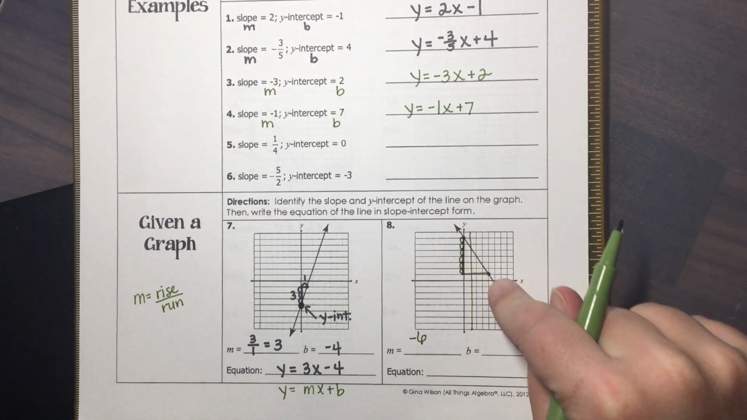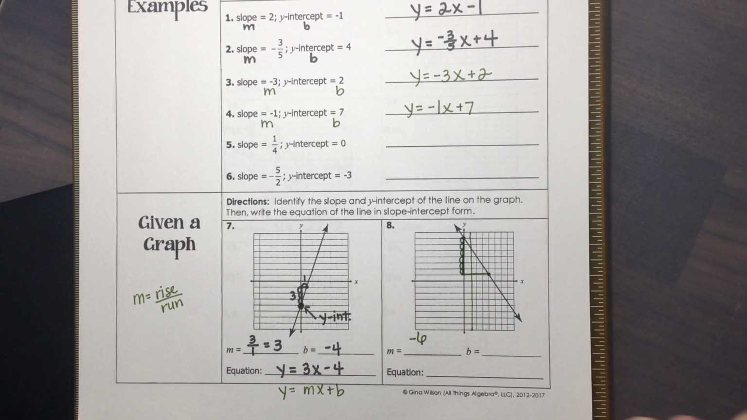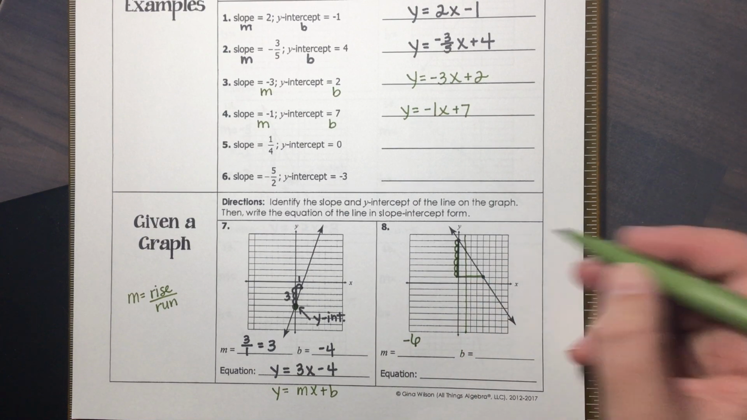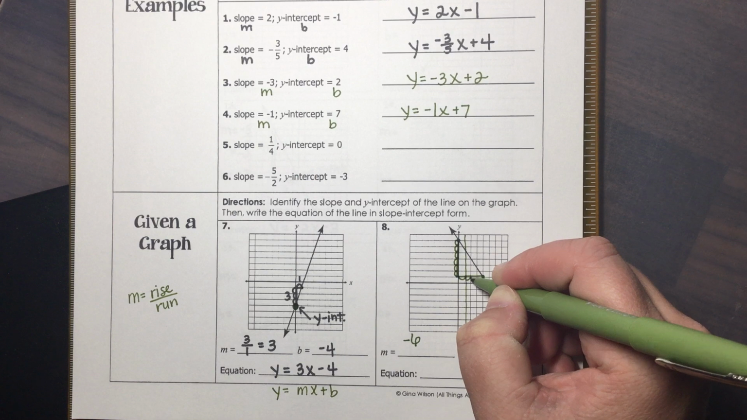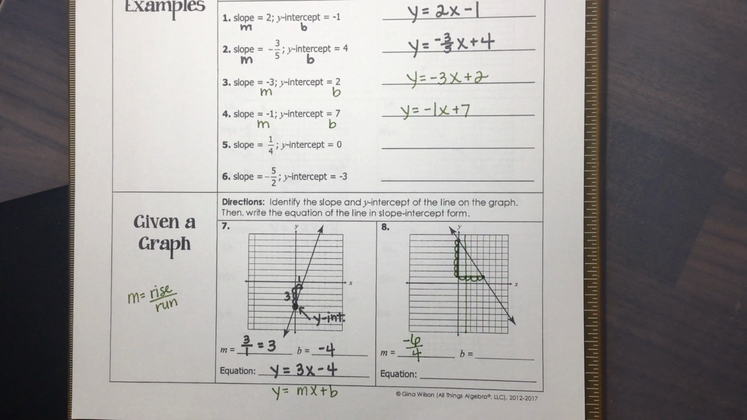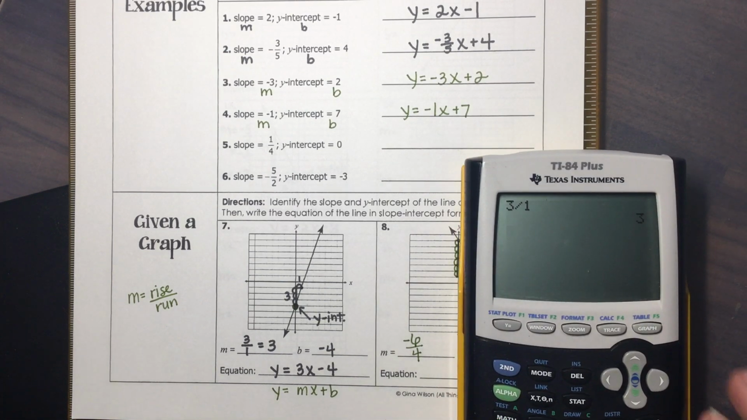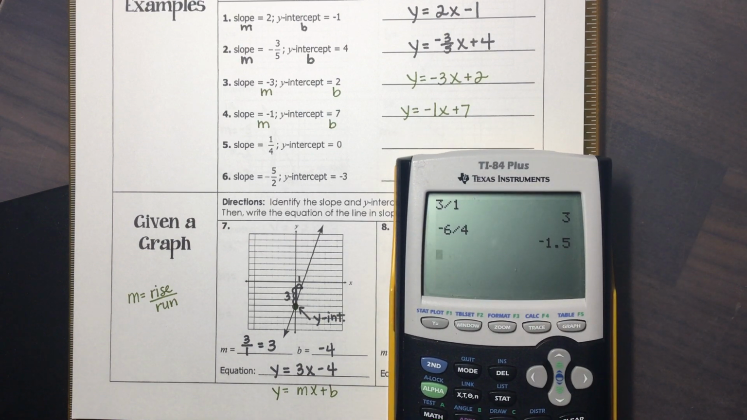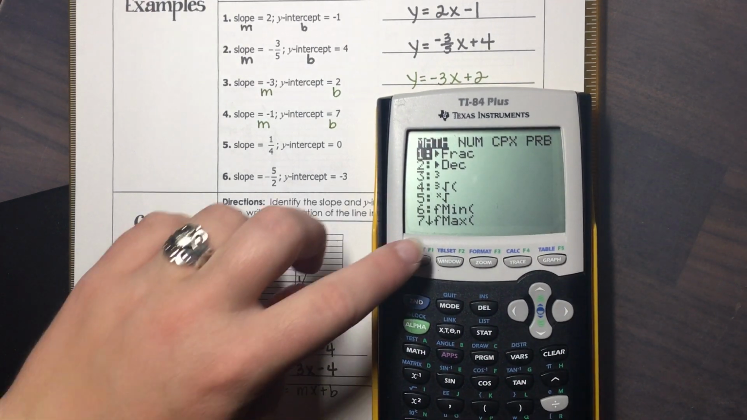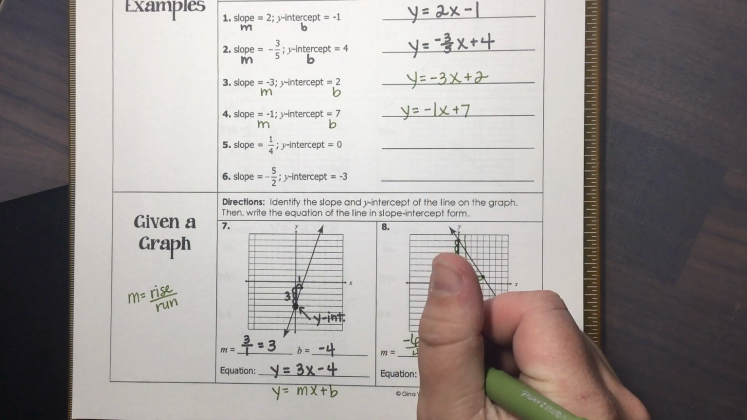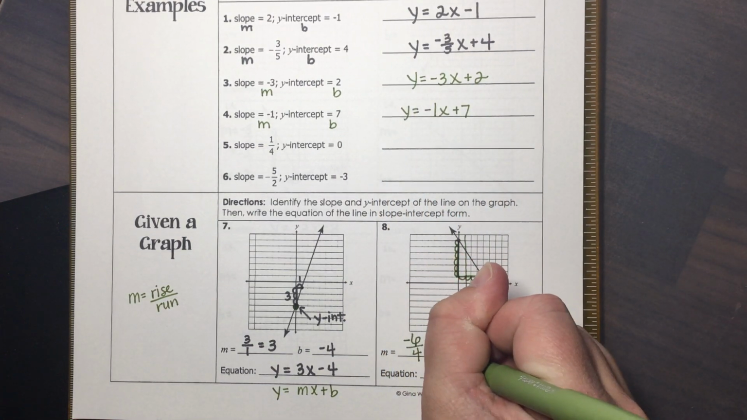Nice, negative. So my slope should be negative. Then I count how many I go over: 1, 2, 3, 4, so divided by 4. I get negative 6 over 4. I can plug that into my calculator. I see that I get a decimal, so I hit math, where it gives me the option to turn it into a fraction. I hit enter, enter, and now I get negative 3 over 2. It's now simplified.